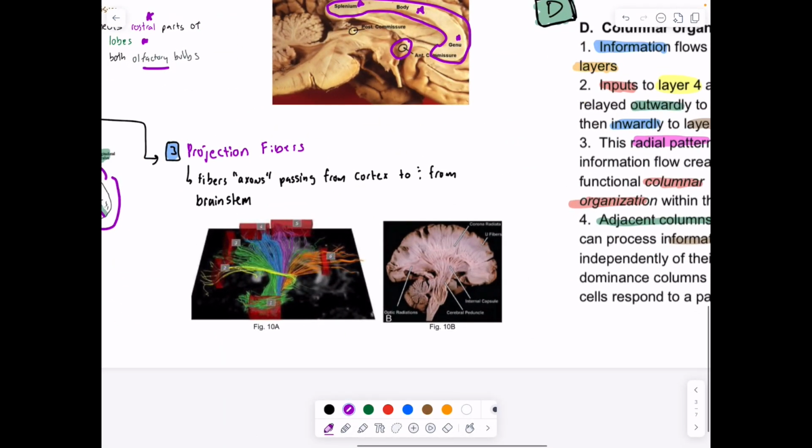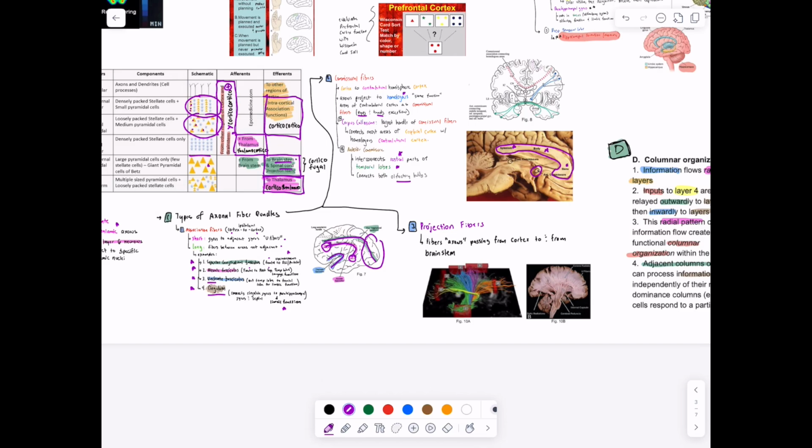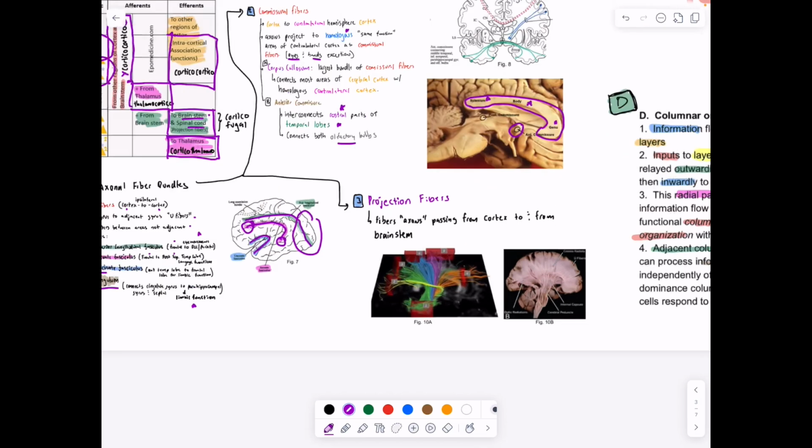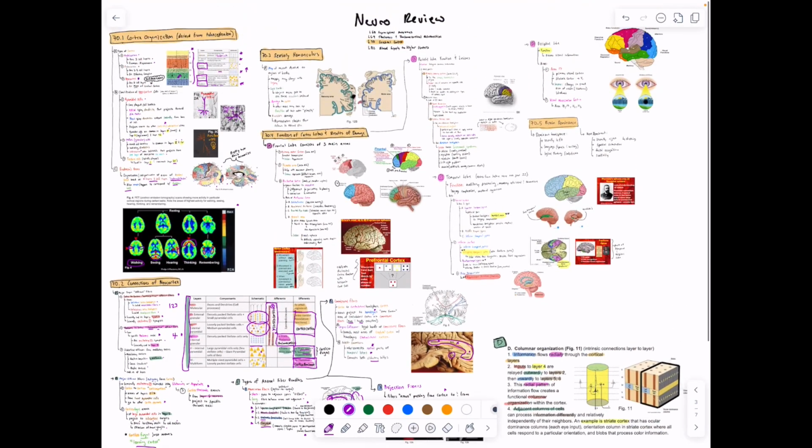All right, and then finally we have projection fibers, and so we had mentioned commissural is from one half of the brain to the other hemisphere. Association are within the same hemisphere, and then projection fibers are, hey, let's project to the brainstem. So going from cortex to brainstem, we weren't given any other information other than that's just what they are, projection fibers, leaving the cerebral cortex.